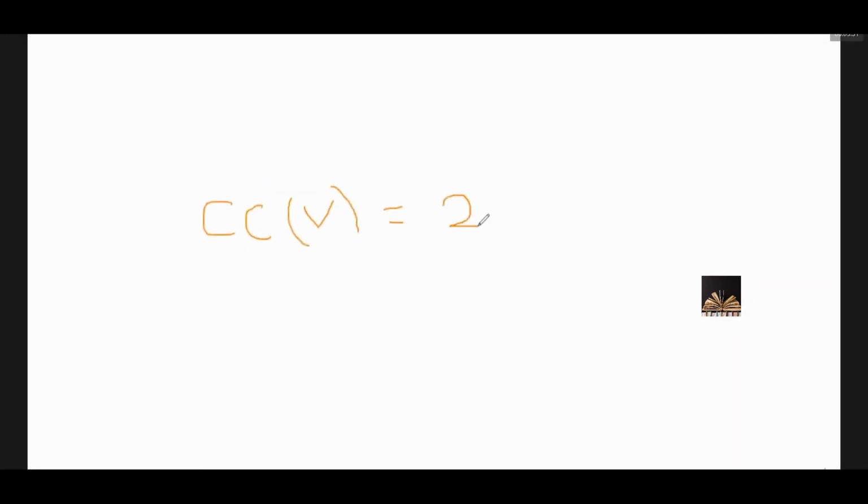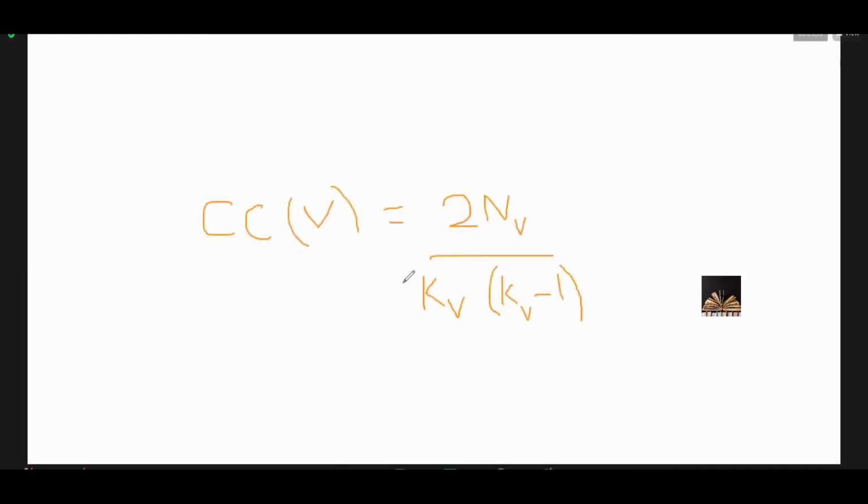the formula is 2 into NV by KV into KV minus 1. Okay, clustering coefficient of a particular node. This is the formula you have to remember in order to find the clustering coefficient of a given node.